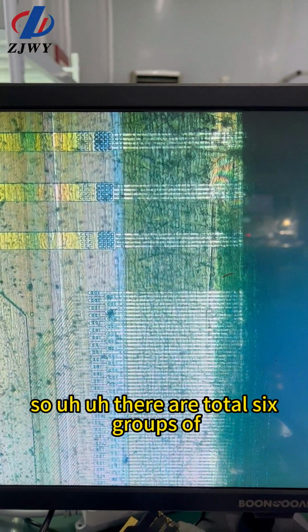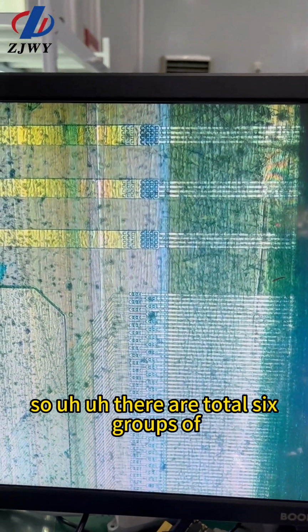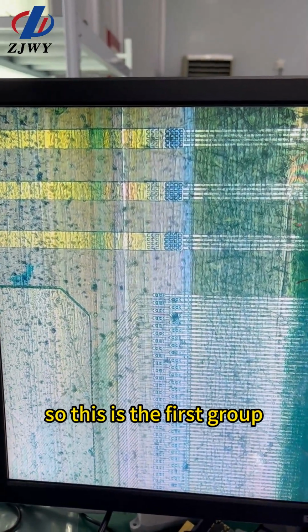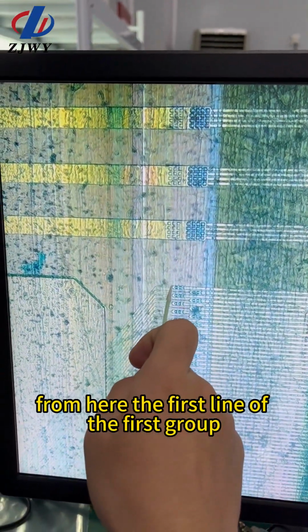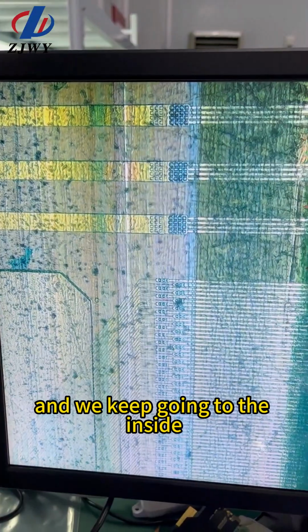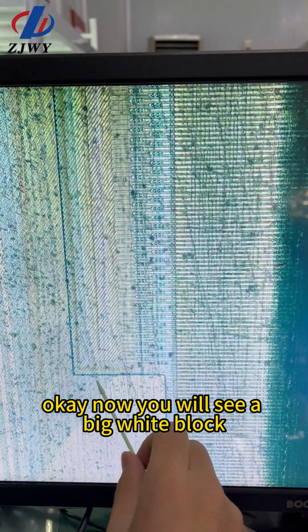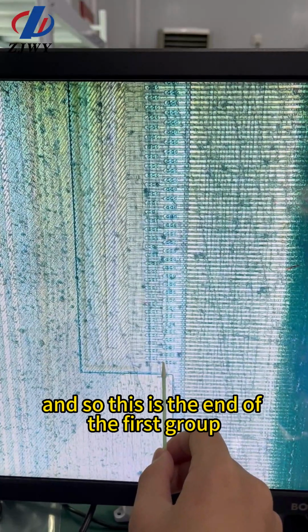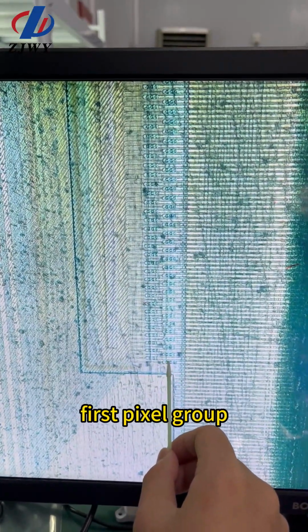So there are total 6 groups of pixel lines on the iPhone screens. So this is the first group from here, the first line of the first group. And we keep going to the inside. Okay, now you will see a big white block. So this is the end of the first group, pixel group.